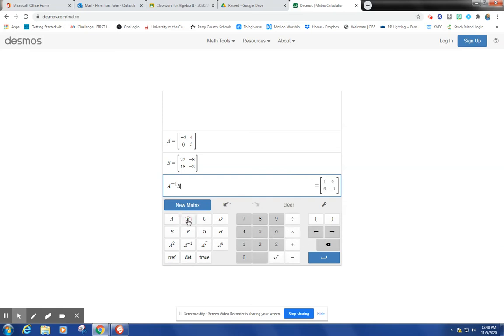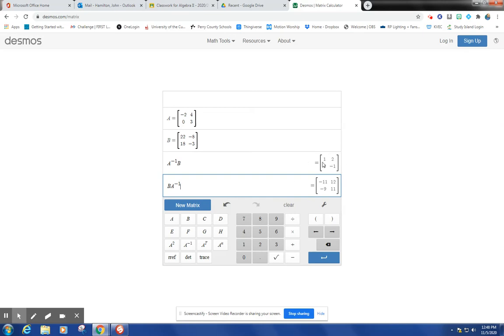You just put in matrix B just like that, and notice it gives me an answer. Now I'm going to hit return on this, and I want to show you that if I do it the other way around, in other words, if I put matrix B first, and then I put in matrix A inverse, notice it gives me an answer. But can I tell you right now that this answer right here is wrong? It is not correct.